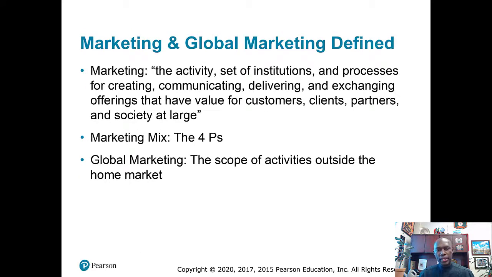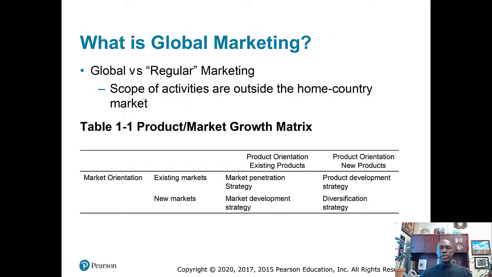Here again, the 4 Ps, you have the definition of marketing, the AMA definition, and global marketing. But I also mentioned in the first week that you have domestic marketing, you have international between at least two nations, you have multinational, which should be two or more nations, multi meaning many. And then you have, of course, global marketing, which is spanning the entire globe.